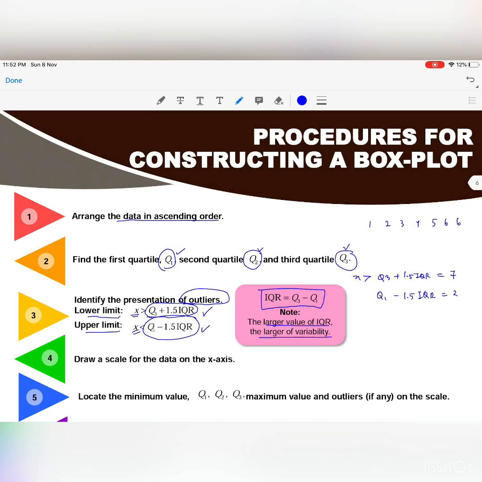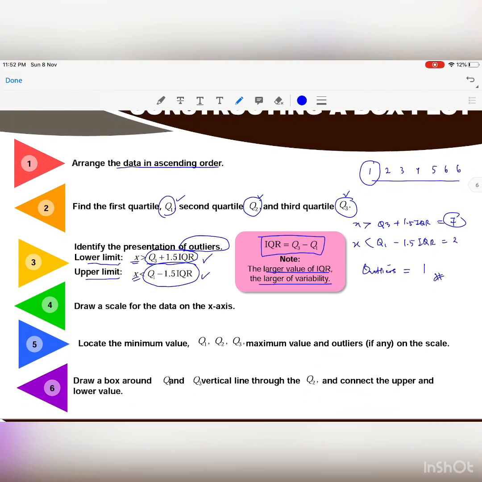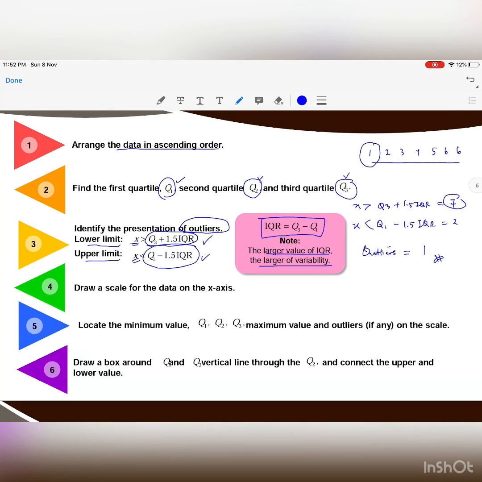So check: is there any data greater than 7? No. Then we check the other one: is there any data less than 2? Yes, which is 1, right? So 1 is less than 2. So our outlier here is 1. This is how to find the outliers in our data set.